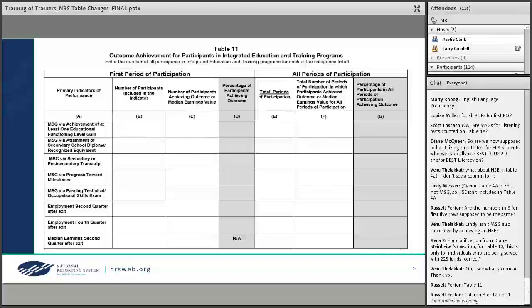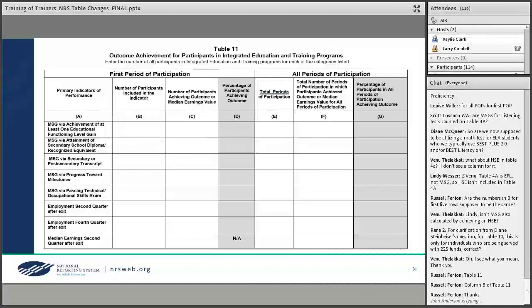Yes. I mean, there would be the same rules as all the others. So MSG would be everybody except exclusions. The first four columns, let me see, 1, 2, 3, 4. Yeah, they would be all the same. Yes, that's correct. Any other questions here?